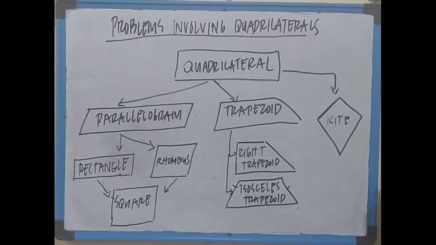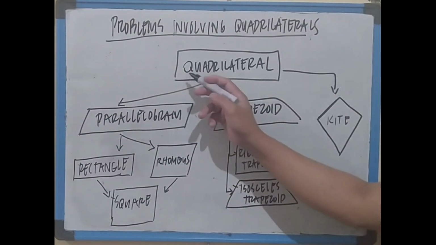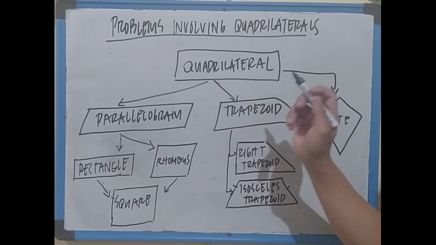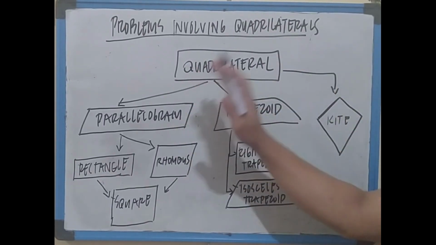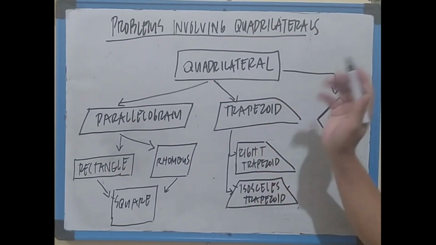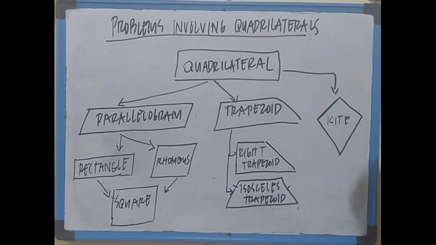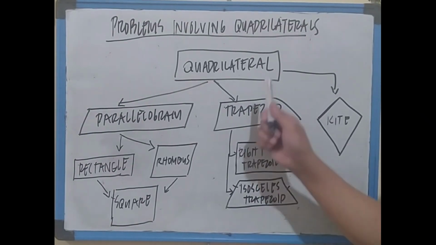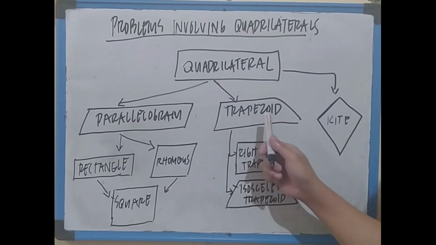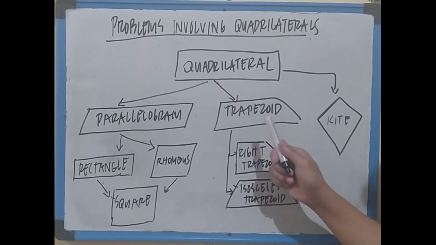So tandaan lang natin guys na kapag quadrilaterals, ang sides ay apat. So come from the word quad means 4 and lateral means side. So meaning these figures have all 4 sides. Okay, so the general term is the quadrilateral. Meron tayo tatlong klase but definitely meron tayo dapat apat dito.